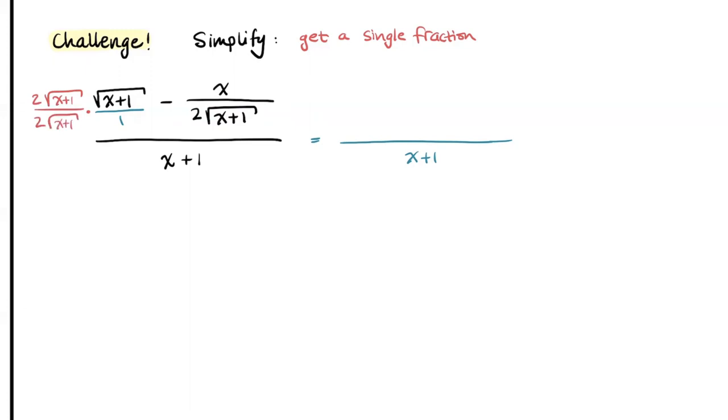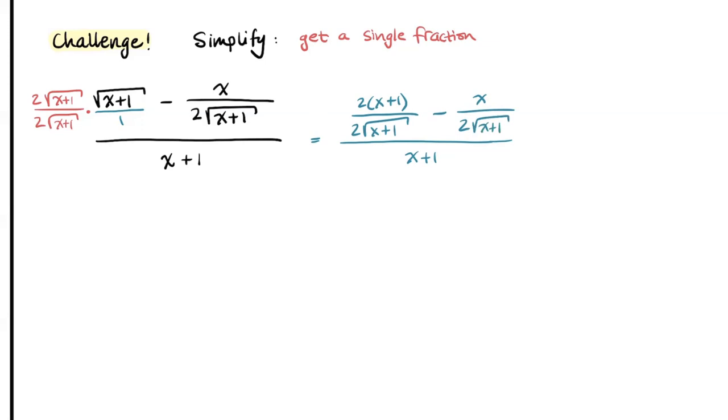Okay, now let's see what that gives us. In this part where we're multiplying fractions together in the numerators, we're going to multiply across. So we're going to have a 2 times, and then radical x plus 1 times radical x plus 1, that's just going to become x plus 1 in parentheses. The denominator there will be 2 times radical x plus 1. Then we still have minus x over 2 radical x plus 1.